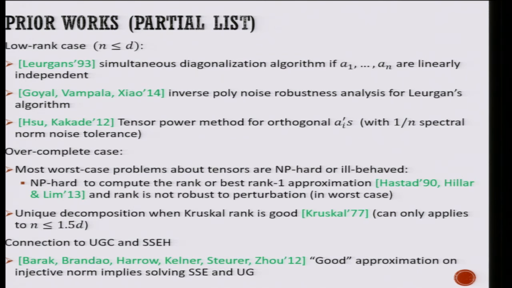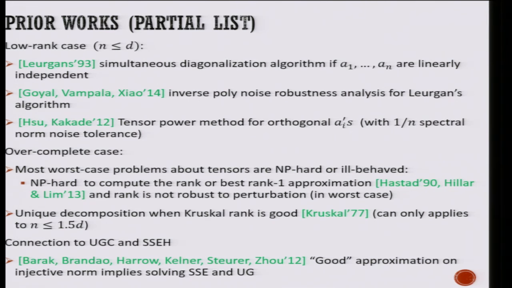Right. So for the overcomplete case, in the worst case, most of the tensor problems are either NP-hard or ill-behaved. For example, it is NP-hard to compute the rank or the best rank-one approximation. And the rank is not even robust to perturbation, in the sense that there is an example of a series of rank 2 tensors which converges to a rank 3 tensor, which is kind of weird. And the uniqueness of the decomposition is also not clear.